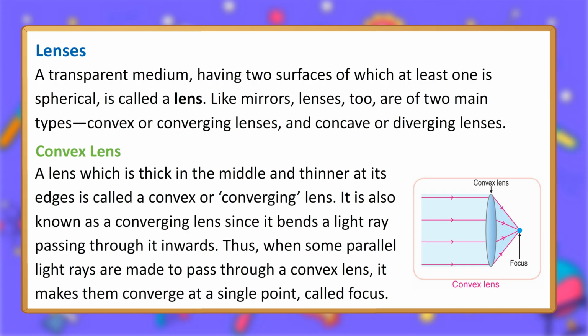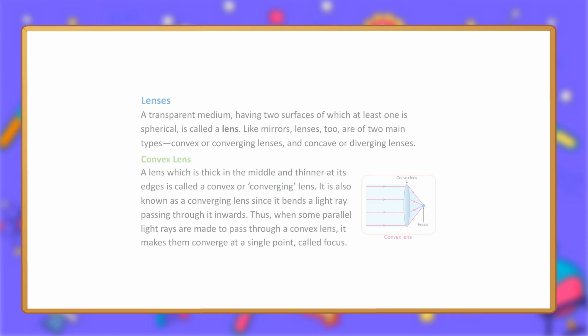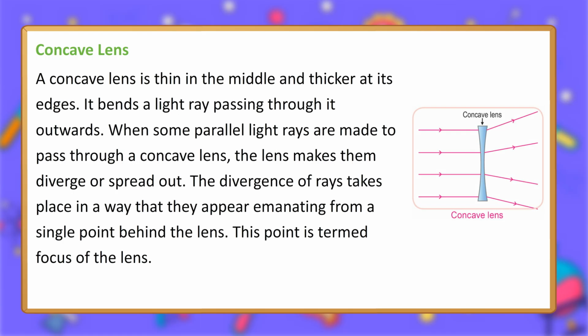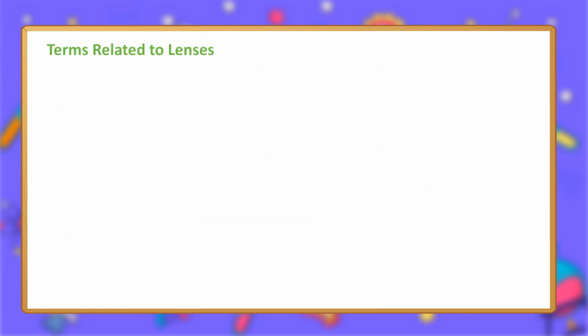Thus, when some parallel light rays are made to pass through a convex lens, it makes them converge at a single point, called focus. Concave lens. A concave lens is thin in the middle and thicker at its edges. It bends a light ray passing through it outwards. When some parallel light rays are made to pass through a concave lens, the lens makes them diverge or spread out. The divergence of rays takes place in a way that they appear to emanate from a single point behind the lens. This point is termed the focus of the lens.